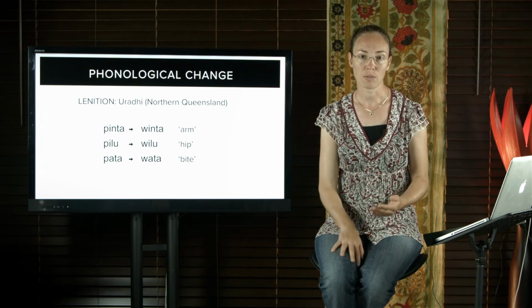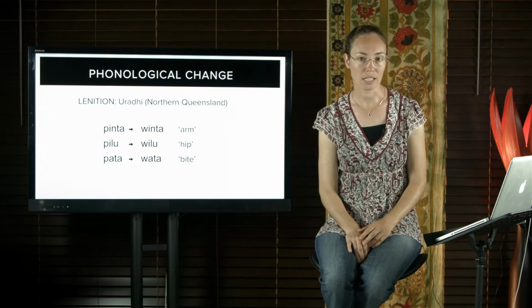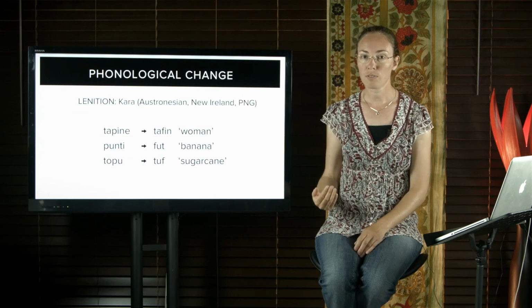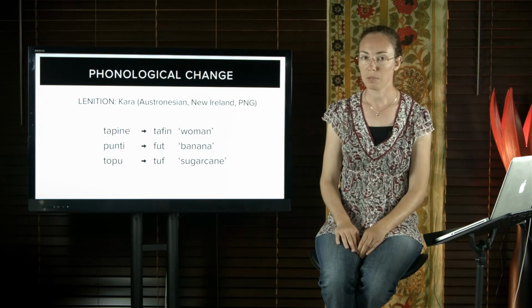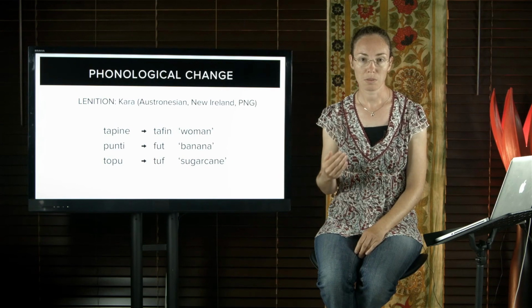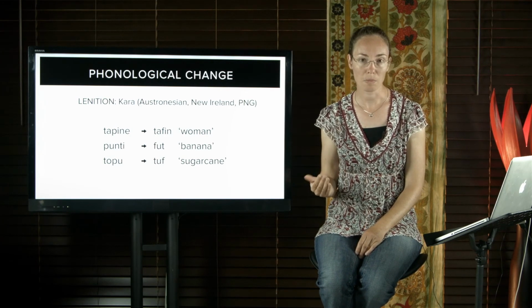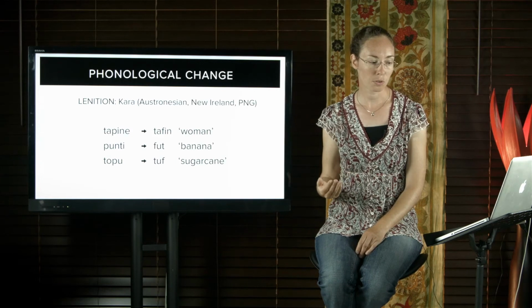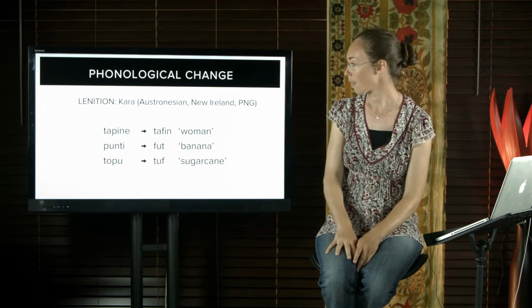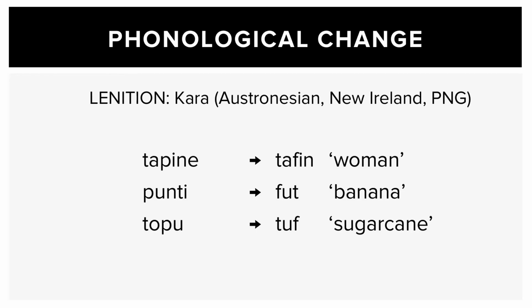In the Kara language, an Austronesian language from New Ireland in PNG, all the vowels at the end of a word have disappeared. And also the p, a voiceless stop, has changed to f, a voiceless fricative. So tapine has become tafin, punti has become fut, and topu has become tuf.